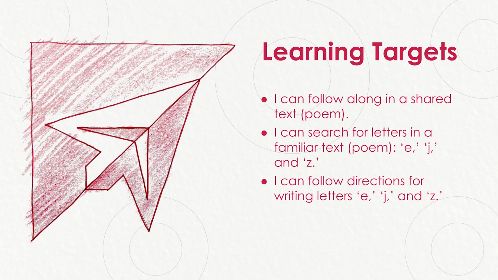There are 3 learning targets for our lesson today. The first target says, I can follow along in a shared text or poem. The second target says, I can search for letters in a familiar text or poem, the letters E, J, and Z. And our last target says, I can follow directions for writing the letters E, J, and Z.